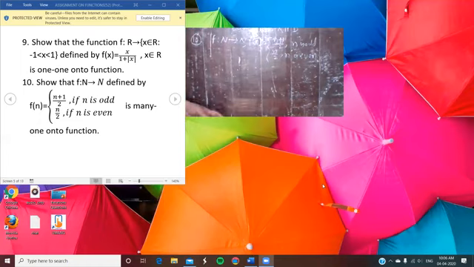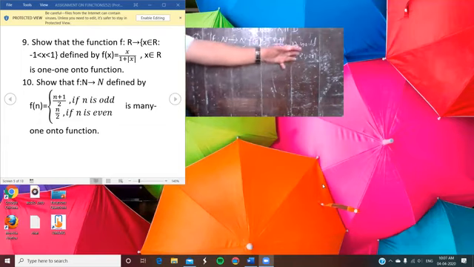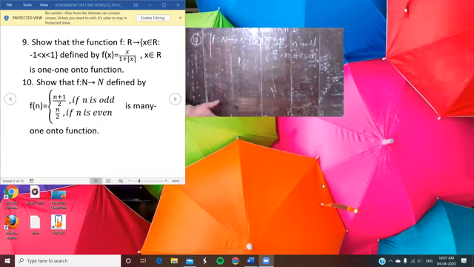N is even. But here you have to prove that f is not 1-1. So you have to prove that with the help of some example. Means you have to take any odd number. Suppose here you take n is equal to 3. So just take it. Let n is equal to 3, which is odd.